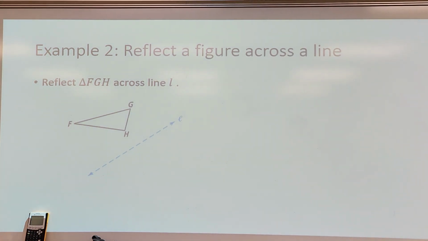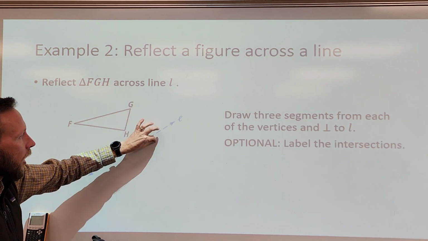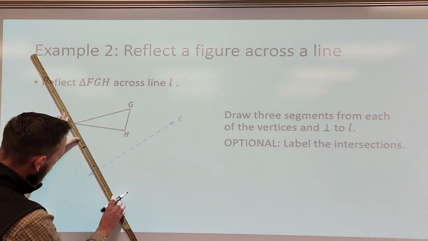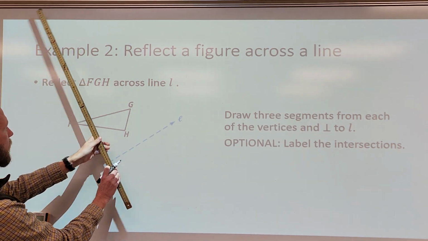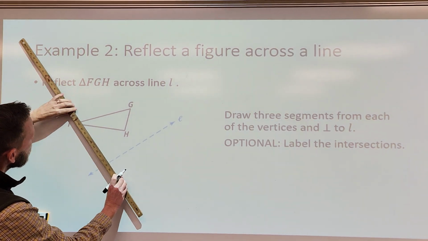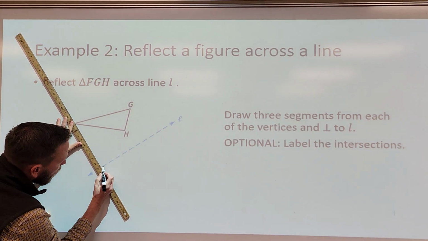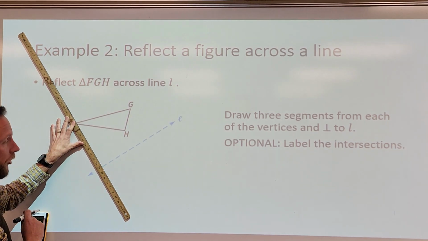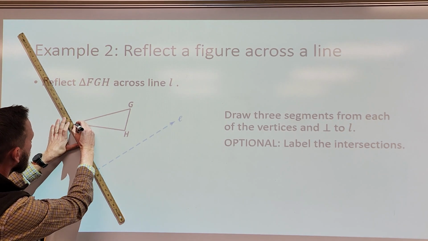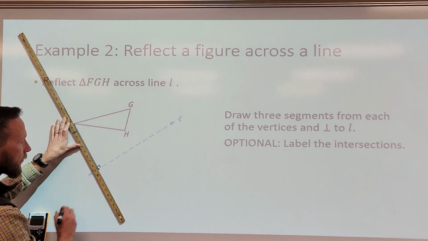So again, the goal here is that we want to draw our segments from the vertices of this triangle that are going to be perpendicular to line L. We can label those intersections if we want, but how do we make sure that we draw our segments perpendicular? Well, whichever side of your ruler you want to use, you want to make sure that the dashed line that you drew goes through the hash marks on your ruler. If you do that, then you'll be able to see and verify that you have drawn a segment that is perpendicular to that line of reflection.